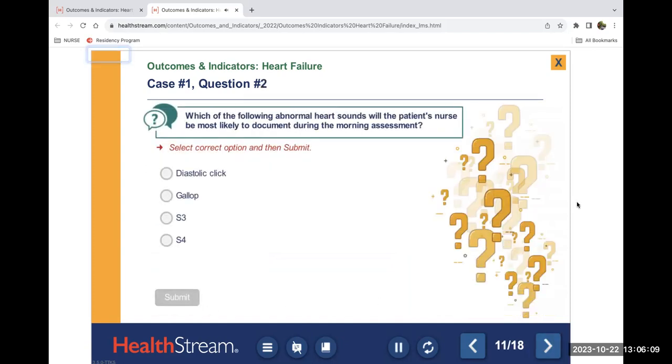Which of the following abnormal heart sounds will the patient's nurse be most likely to document during the morning assessment?